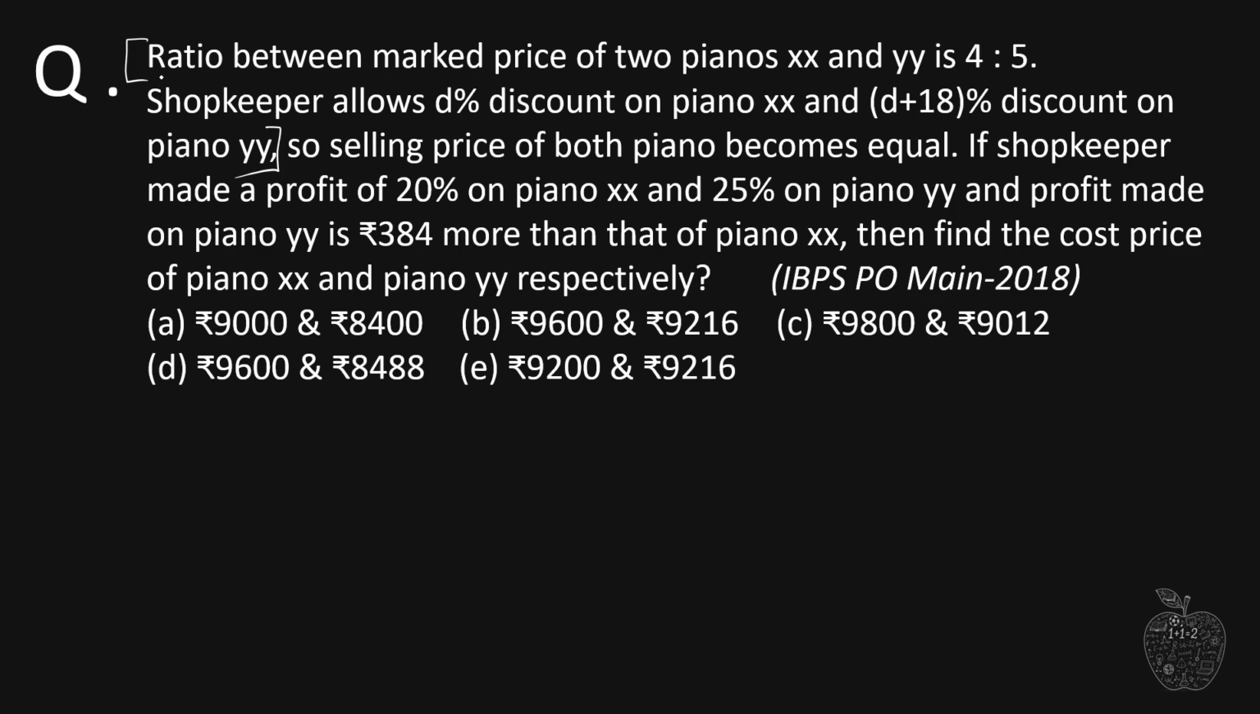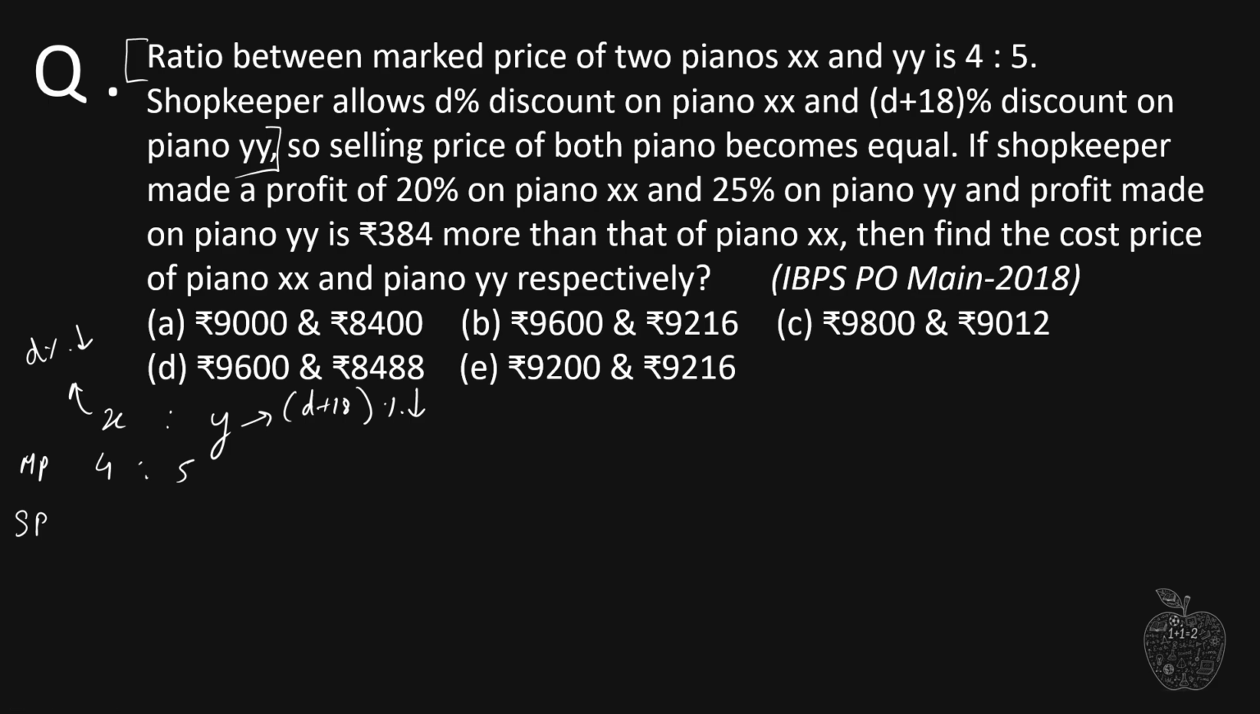Let's read this. The ratio between the mark price of piano X and Y is 4:5. Let's see what the question tells us. The mark price ratio of X and Y is 4:5, and the shopkeeper allows D% discount on X and (D+18)% discount on Y. After doing this, the selling price of both of them becomes equal.